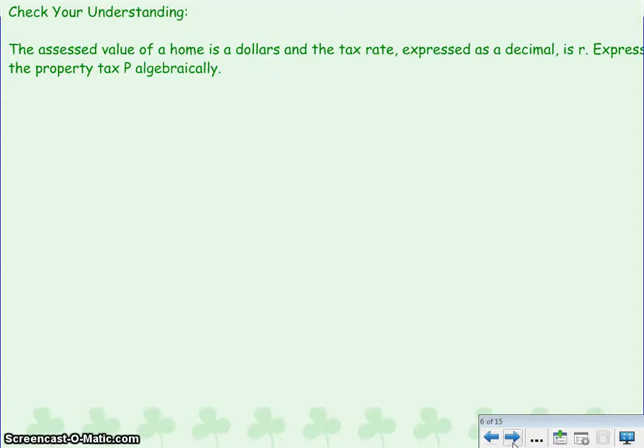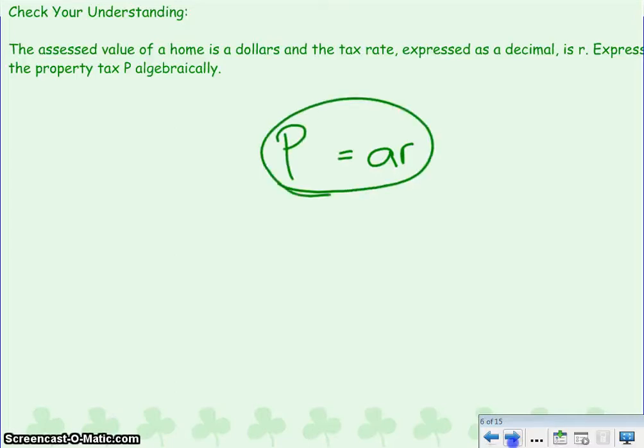All right, the assessed value of a home is $A. The tax rate as a decimal is R. So when we multiply those together, it gives us our property tax.